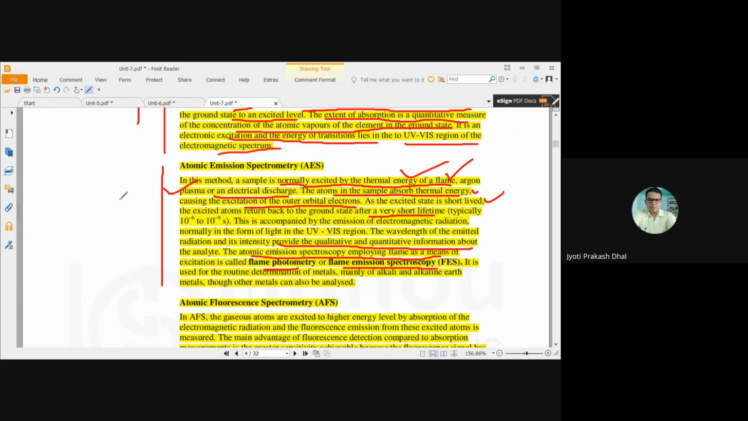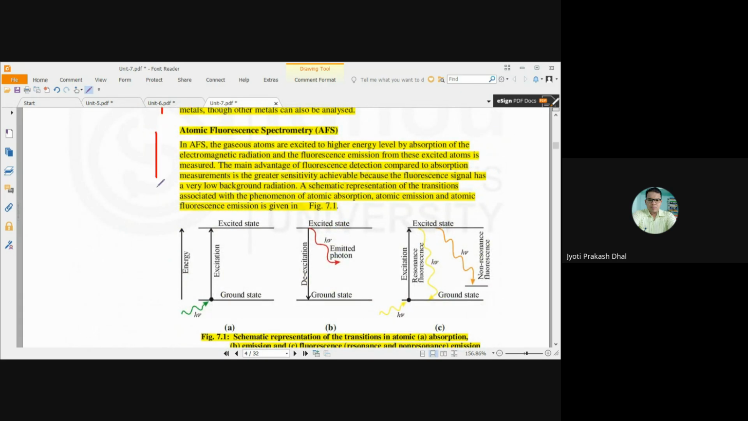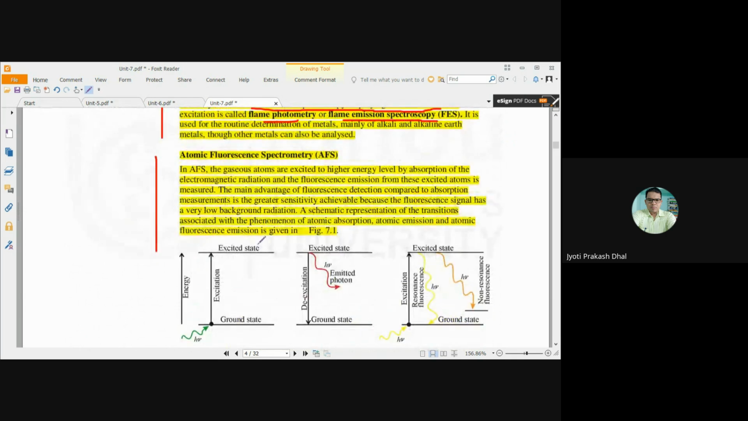Similarly, atomic emission spectroscopy may also take place by argon plasma or by electric discharge. Now coming to atomic fluorescence spectroscopy. In atomic fluorescence, AFS, the gaseous atoms are excited to a higher energy level by absorption of electromagnetic radiation, and the fluorescence emission from these excited atoms is measured. The main advantage of fluorescence detection compared to absorption measurement is greater sensitivity, achievable because the fluorescence signal has very low background radiation.